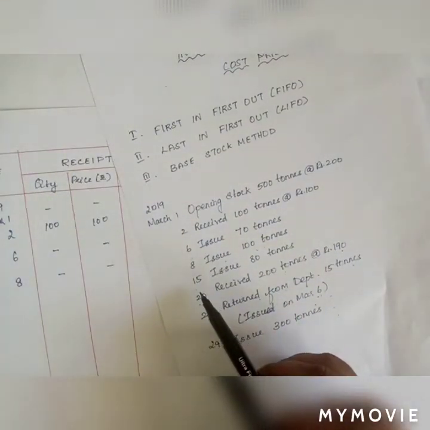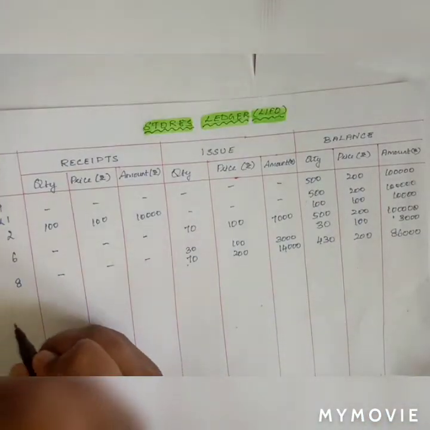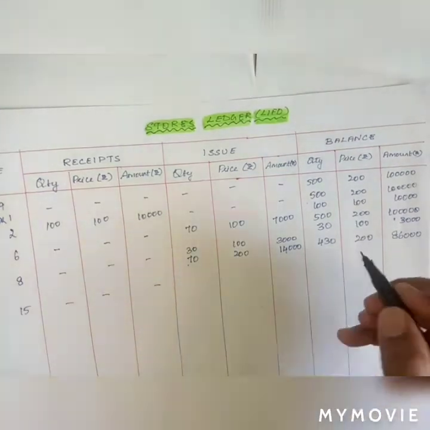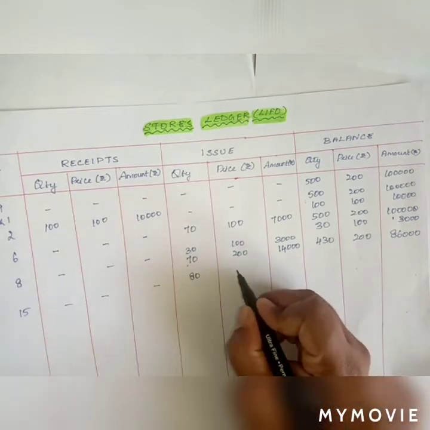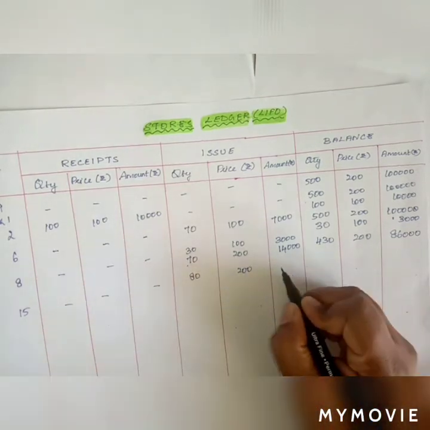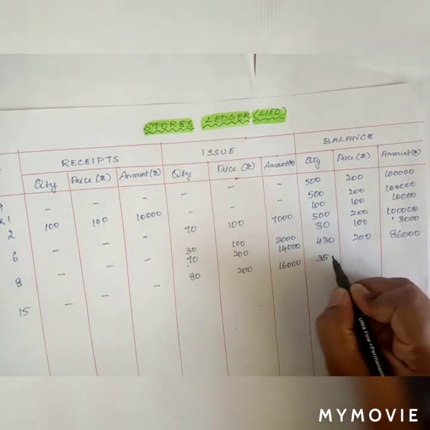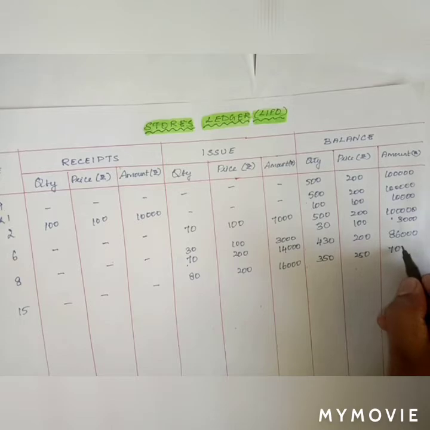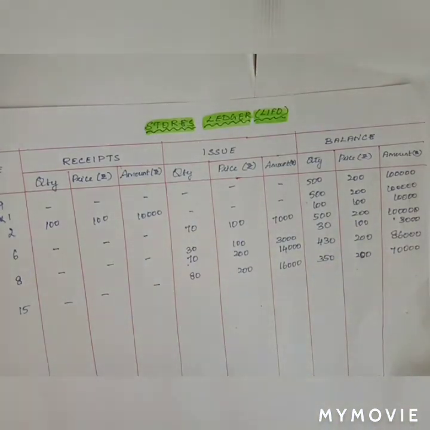Next one is on 15th, issue 80 tons. We have only one set of material right now, 430 units, out of which you can issue 80 tons. So 80 tons has been issued here. So the balance will be 350 tons at 200 rupees each, which comes around 70,000.